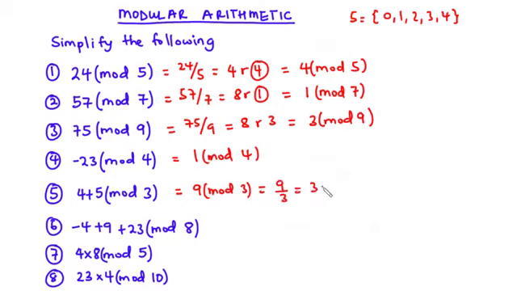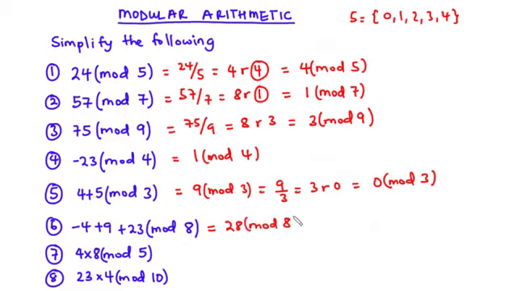Let's solve question 6. Negative 4 plus 9 plus 23 modulo 8. So we are going to add up all these values. Negative 4 plus 9 gives 5. 5 plus 23 is 28. So this can be simplified as 28 modulo 8.